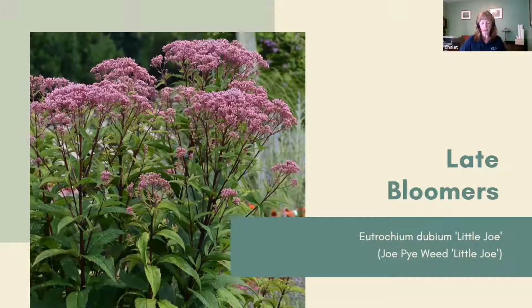Joe Pye weed. So Joe Pye weed is a native. This is a native variety, as I say, which is a cultivar of a native. Eutrochium dubium. He changed genera a couple of years ago, for those of you who may be confused. But there's a couple of Joe Pye weeds. So the straight species gets pretty tall, like 8 feet-ish. This Little Joe is more like in the 4-foot range. And then there's Baby Joe as well, which is really little.